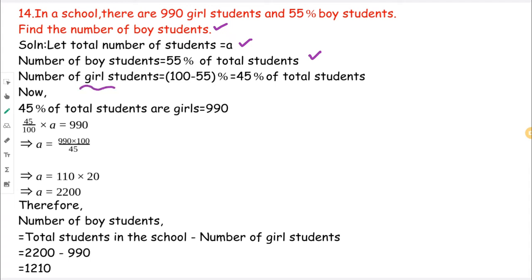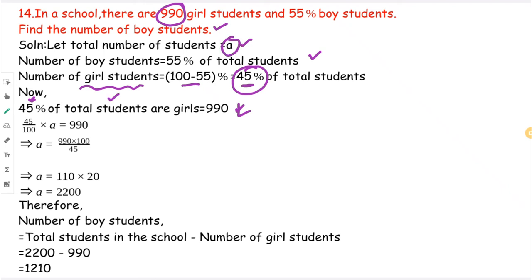Okay, so if we try to find it in terms of percentage, 100 minus 55, then we'll get the number of girl students equals 45%. Now from this 45%, we'll try to find the total number of students in the school. 45% of the total students are girls, and we don't need to find out this 45%, why? They've already told us the number of girls equals 990. 45% means simply 45 by 100, and total students, we took it to be equal to small a.